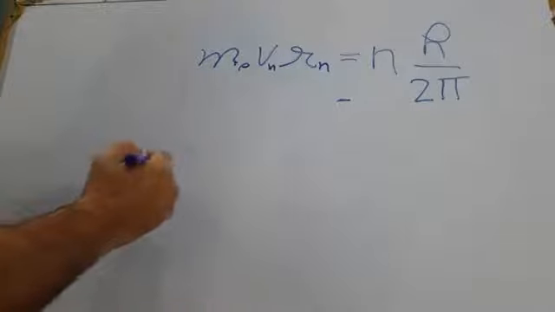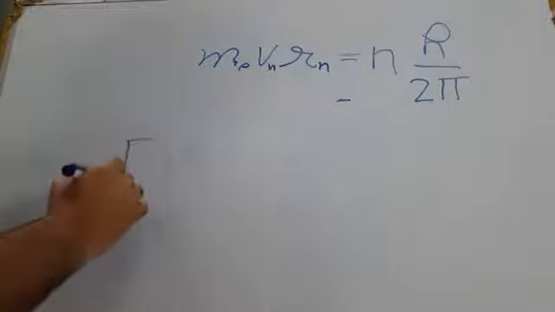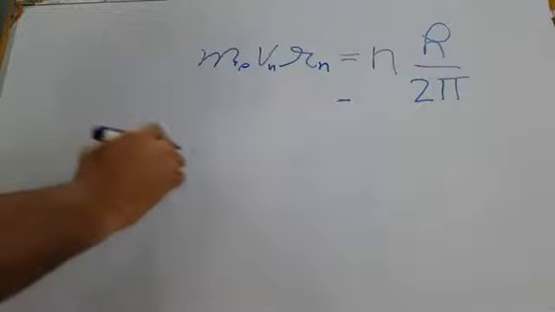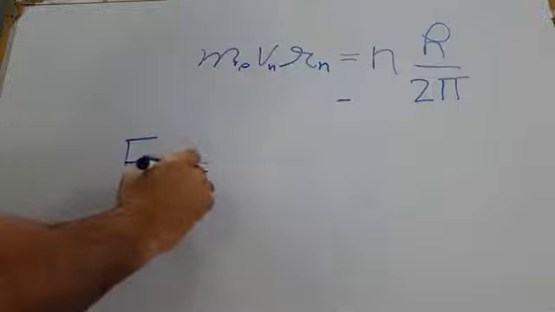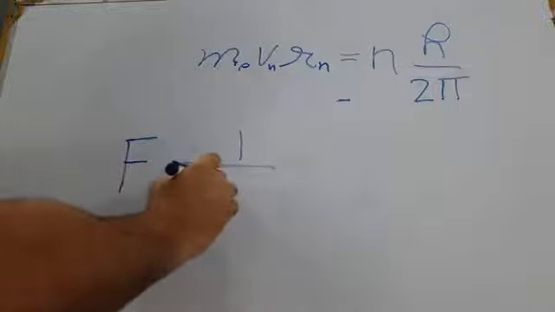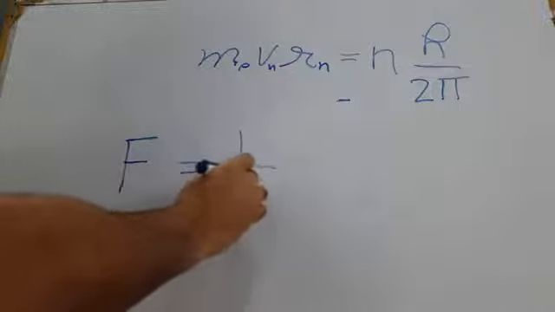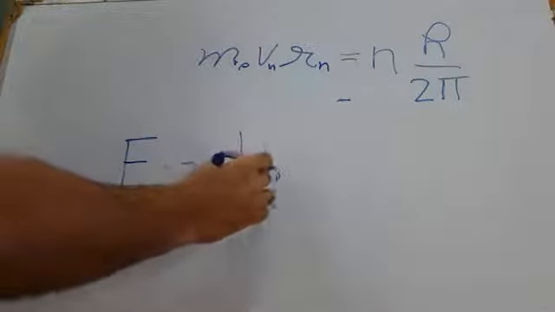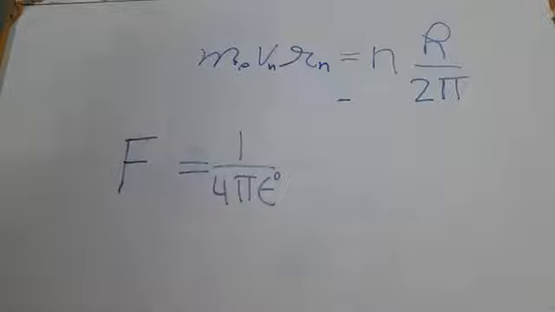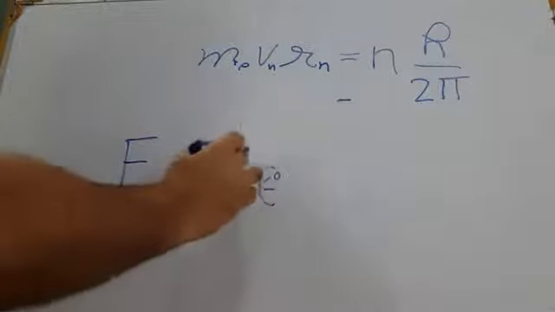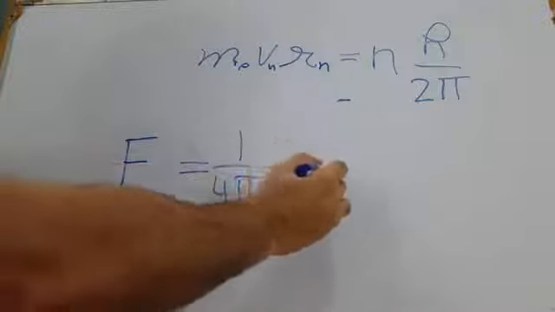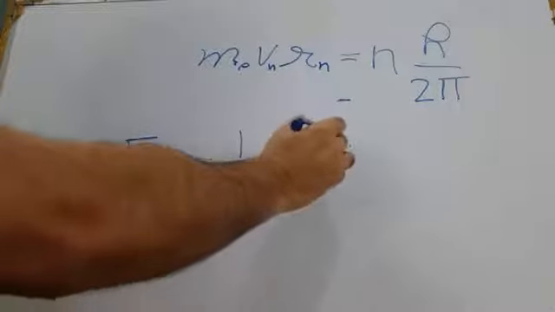We know that the Coulombic attraction, the Coulombic force, can be calculated by this equation, where 1 upon 4 pi epsilon 0 is the permittivity constant for space. So permittivity constant multiplied by Q1 Q2 upon r square. This is the equation.